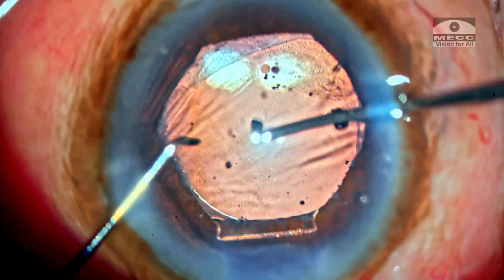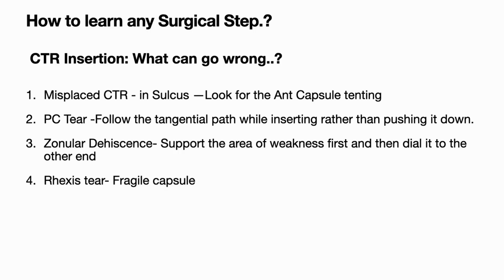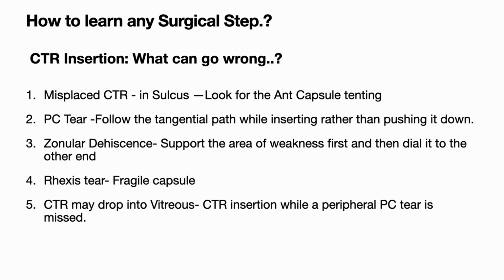Of course, there's always a risk of tearing the rhexis margin, which is very unlikely, but some capsules can be very fragile, especially in long-standing cataracts, and there could be a risk of tearing the rhexis margin itself. Obviously, if one has missed a peripheral PC tear and you are threading in a CTR, there's always a risk of the PC tear enlarging, and there's a potential risk of the CTR dislodging into the vitreous cavity as well. And lastly, there could also be a possibility of breakage of the CTR, and in those situations, we need to be adequately prepared to manage it.